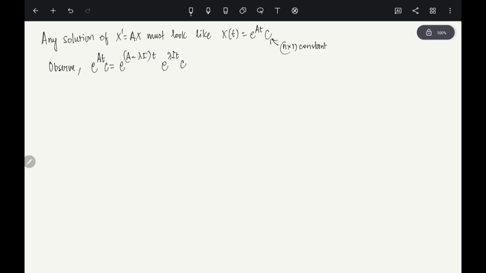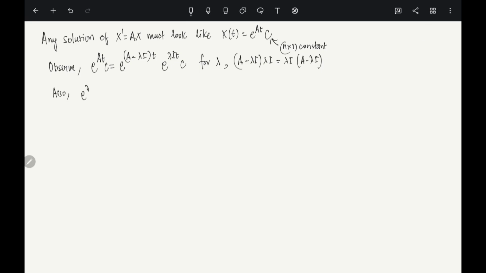See, if we write it like this, A minus lambda I is nothing but the part which comes up when we are dealing with the eigenvalue problem, right? So that is why we wrote it like this. Now for any lambda we will write it this way. And why can we do it? Since A minus lambda I and lambda I are commutative, these two matrices commute, so we can do this.